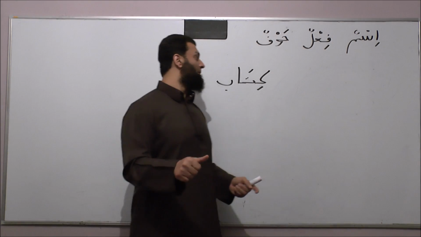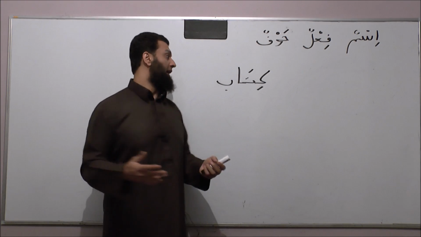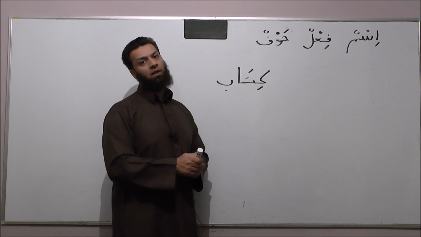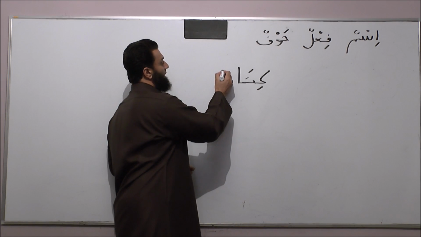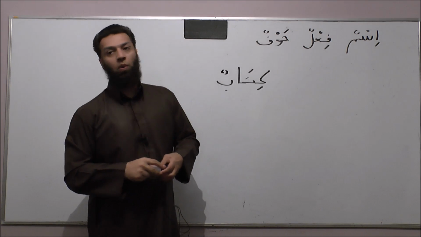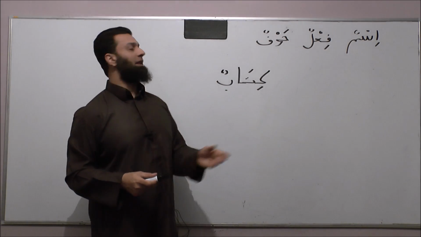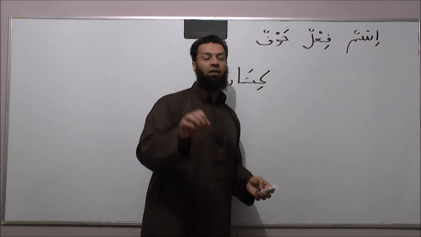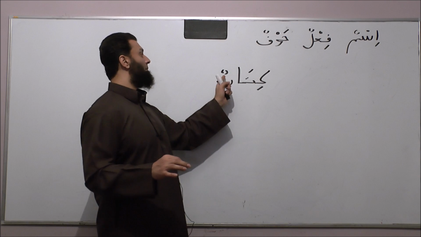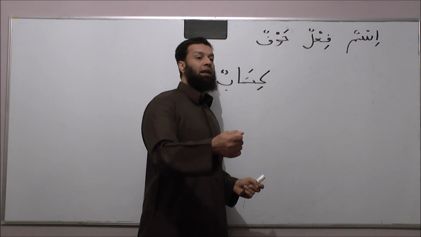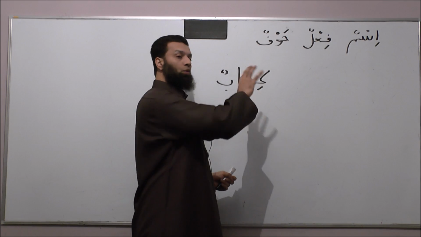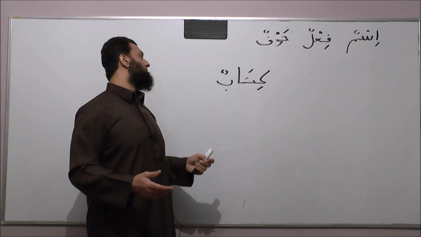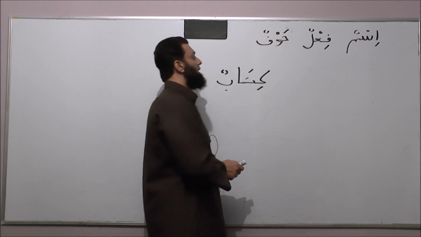So we know therefore that the first and the default state of an ismun is where it ends with tanweenu dammin. Tanweenu dammin means that we place two dhammas or dhammatani on the last letter. So we have kitabun, and that's very important because, as I said, every ismun in Arabic must have an ending, and that ending is an indicator of what type of word or the role that that word plays in the sentence. And the default state is tanweenu dammin, and that state is called raf'un.